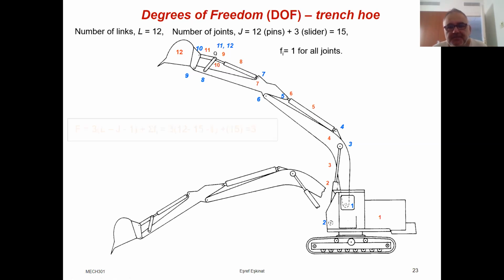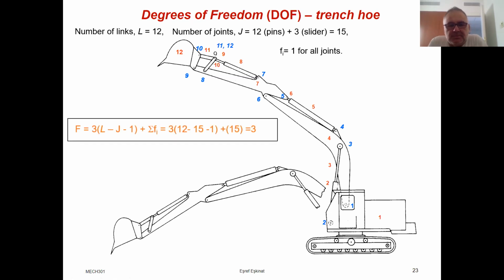And we put it in our equation, three times L minus J minus one, plus sigma f_i. Three times L is 12, 15 is J, and then minus one. So you get three times minus four is minus 12 plus 15. You get a degree of freedom of three.